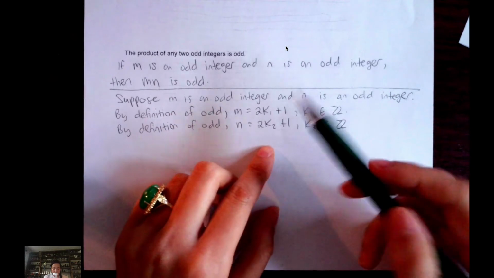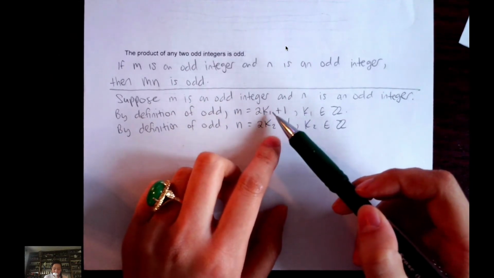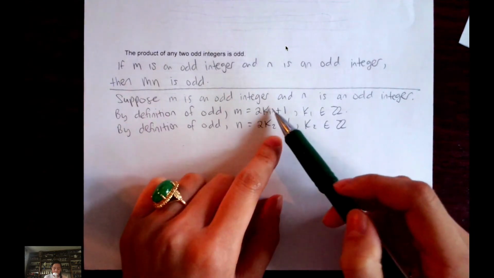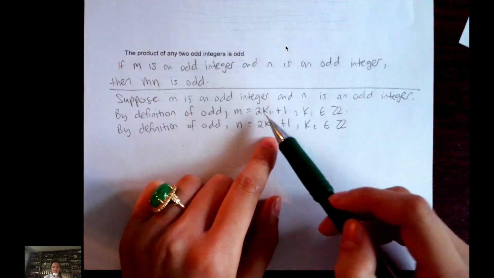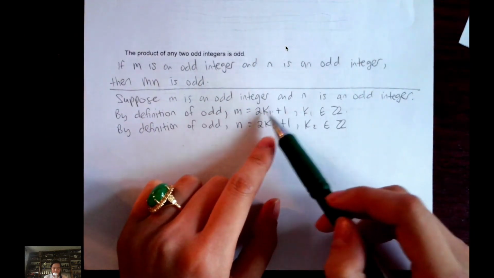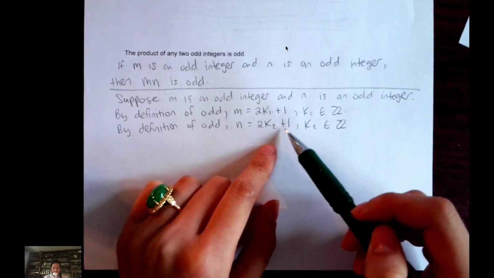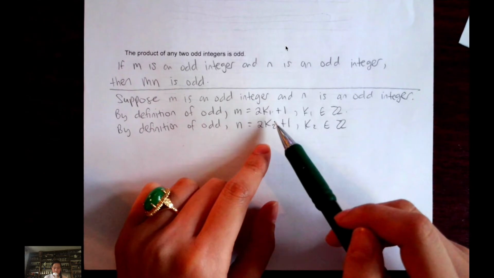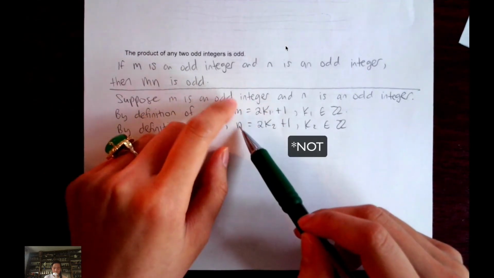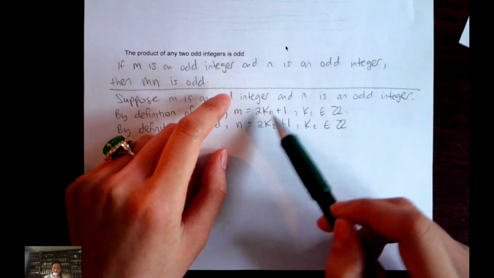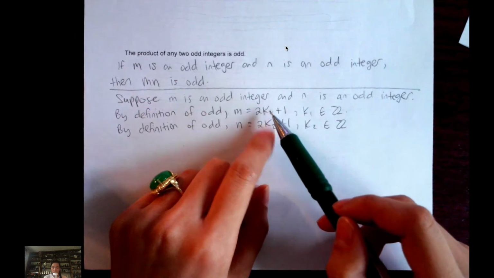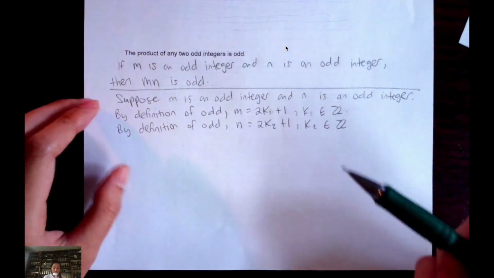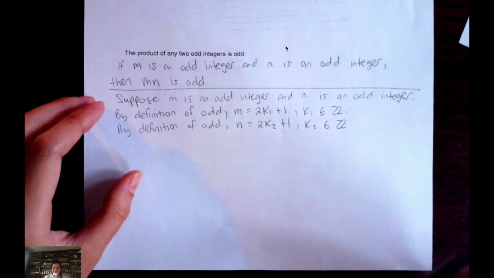Keep in mind that I put a subscript for k1 and a subscript for k2. This is because k1 and k2 are different variables. If I just put 2k plus 1 and 2k plus 1, then I would imply that these two variables are the same, but they're not. These two variables are not dependent on each other at all. So you have to indicate that somehow, and I like doing that by putting subscripts.